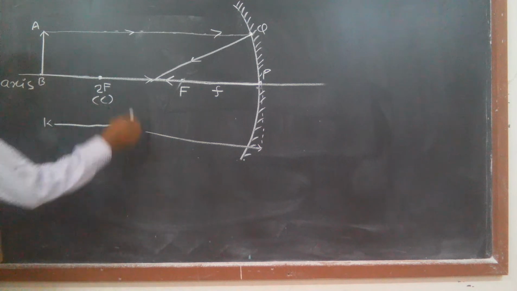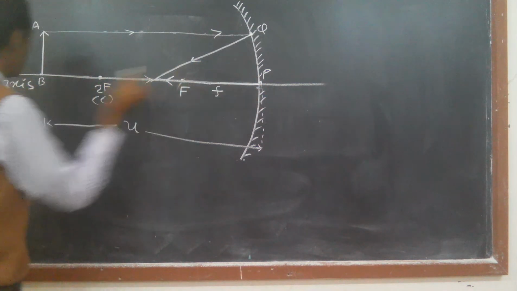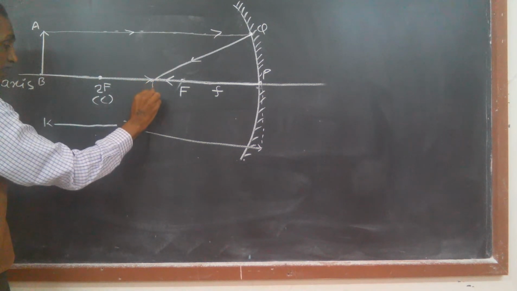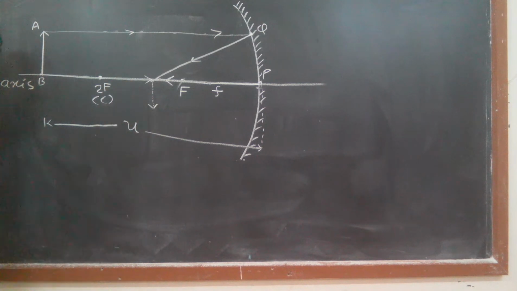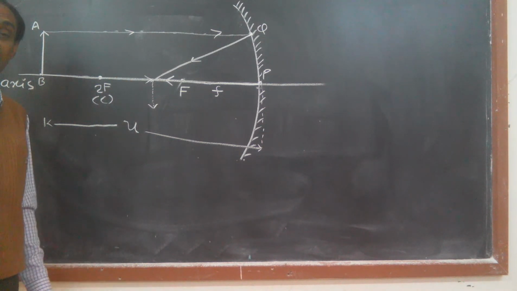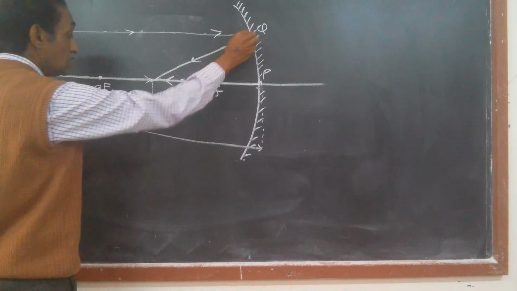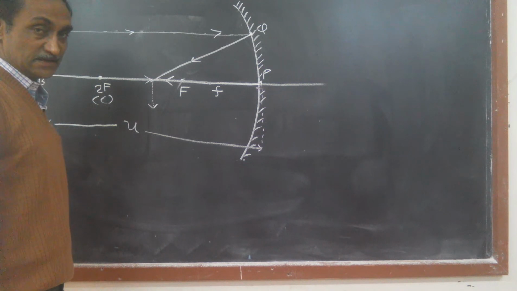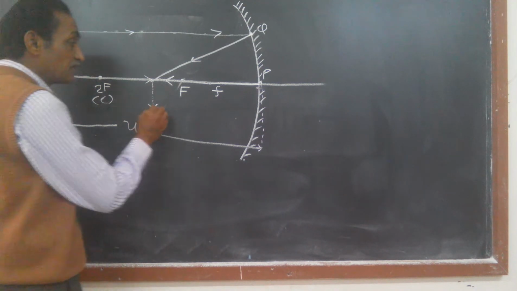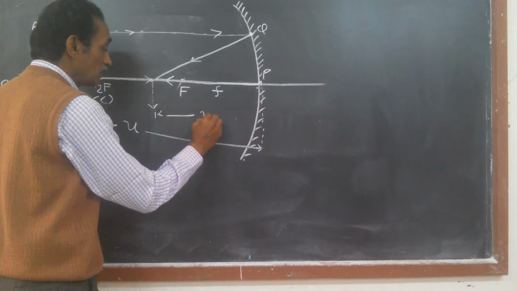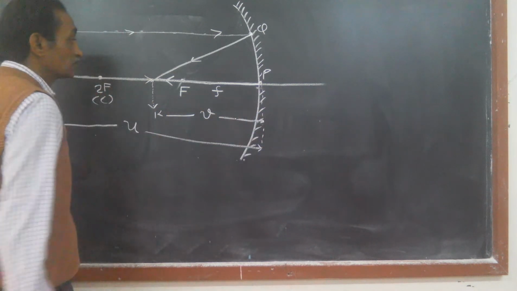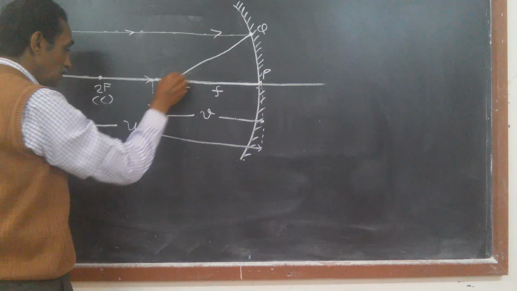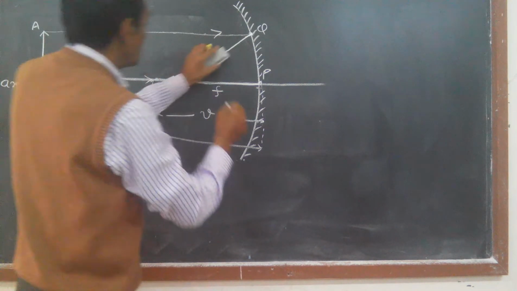The image formed by mirror when object is away from 2F is between F and 2F. You can see friends, this is an inverted image and small in size. The distance of image from the pole is denoted by V. Like this.